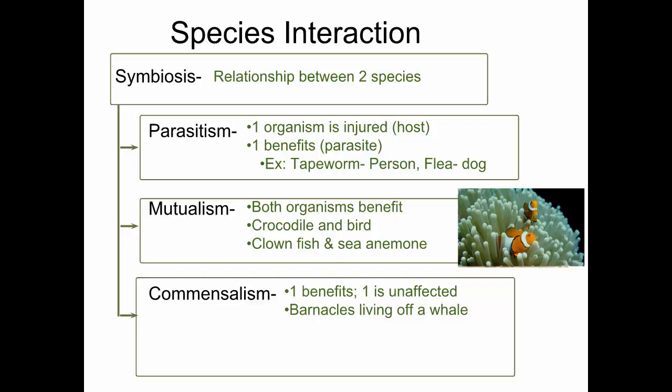Or like a robin building its nest in a tree. The robin needs the tree to build a nest there to raise its young and so forth, but it doesn't harm the tree, it doesn't help the tree, it doesn't really matter. That would be a form of commensalism.